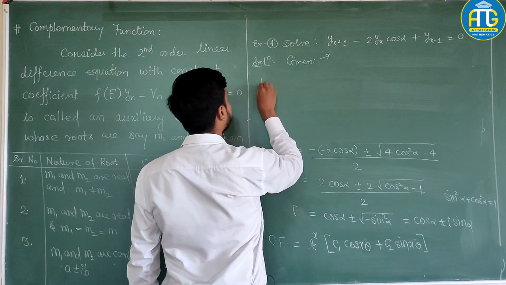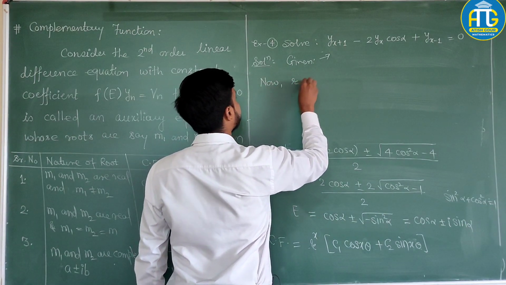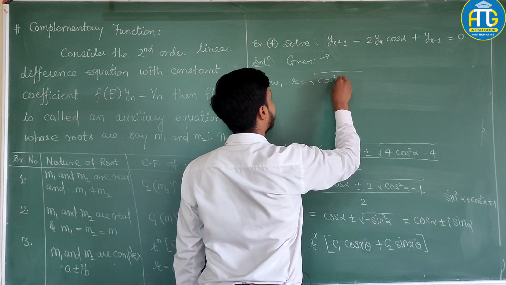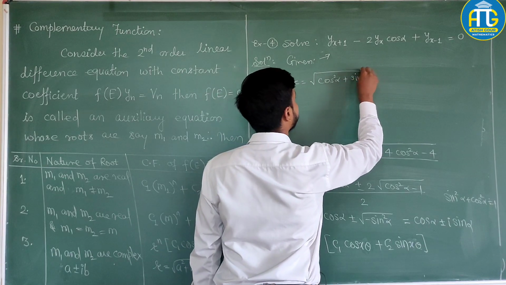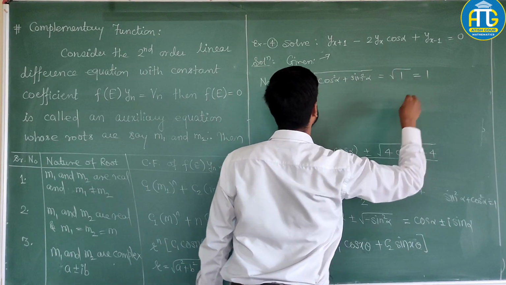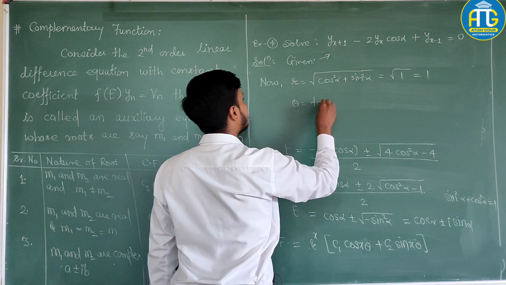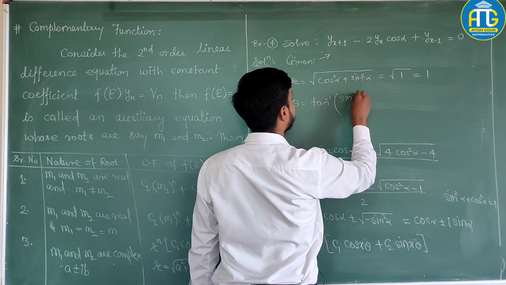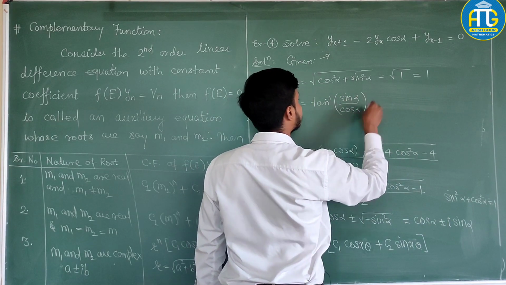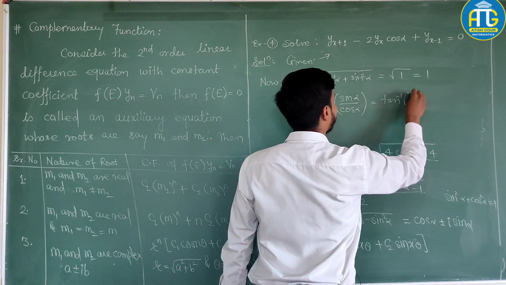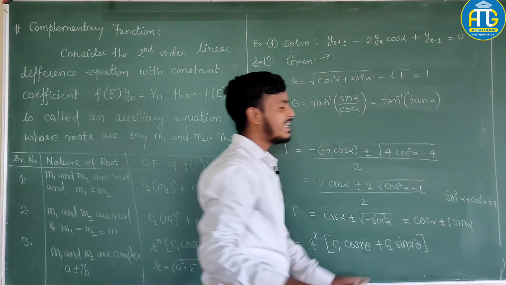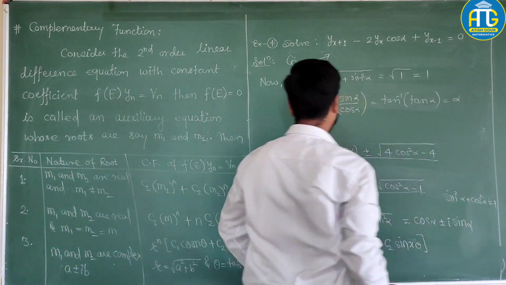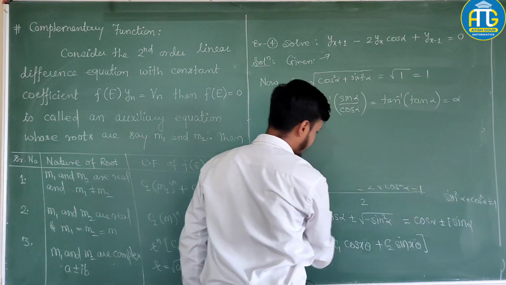So r is equal to under root of this square plus this square. So under root of cos square alpha plus sin square alpha. This is the basic identity. So this is under root 1, that is 1. What is theta? Theta is the tan inverse of b by a, means sin alpha by cos alpha. So this is nothing but tan inverse of tan alpha. Inverse and tan get cancelled, we remain with alpha. Now we can write down the CF.